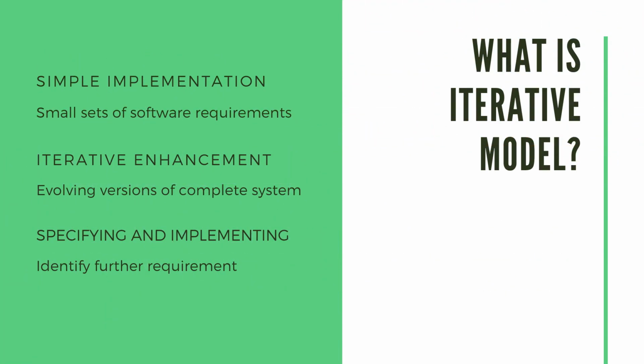Let's see the next model, that is the iterative model. In the iterative model, the iterative process starts with a simple implementation of a small set of software requirements and iteratively enhances the evolving version until the complete system is implemented and ready to be deployed. An iterative life cycle model does not attempt to start with a full specification of requirements. Development begins by specifying and implementing just part of the software, which is then reviewed to identify the further requirements.